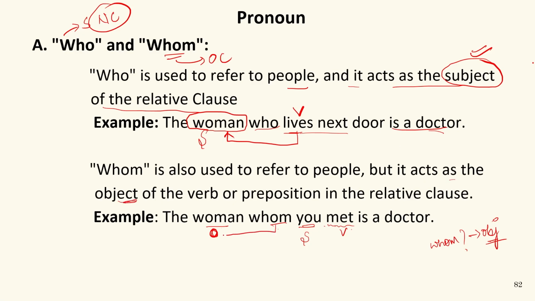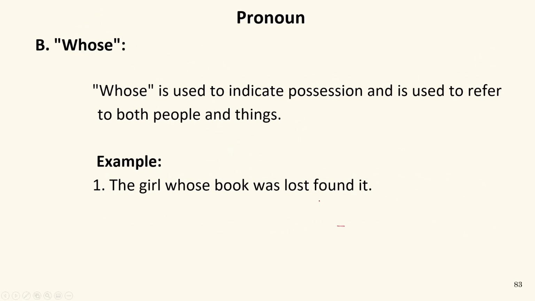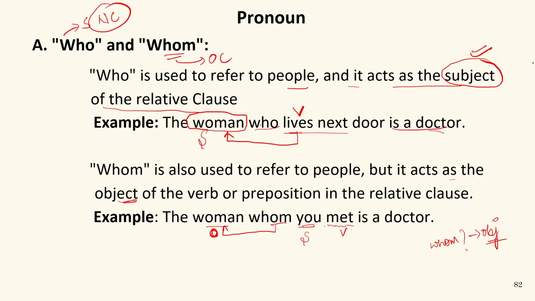Here, whom is used for woman, and in this sentence, woman is behaving like an object because the work which has been done is met, and met is a verb, and this action is done by you, and you is the subject. Therefore, you met. Whom did you meet? So here the word which replies to the question whom is woman, and that is an object. Therefore, we have used whom to relate this woman with the entire sentence.